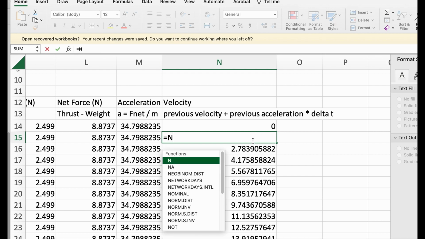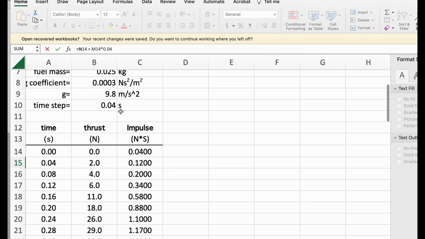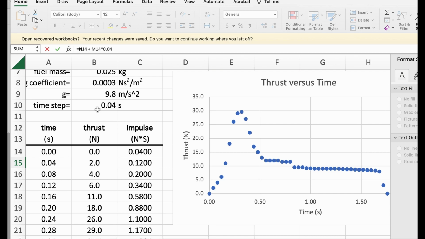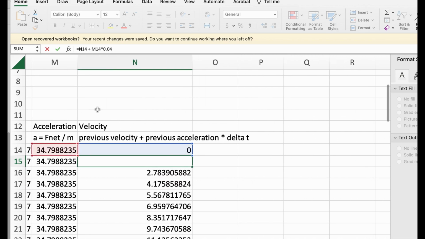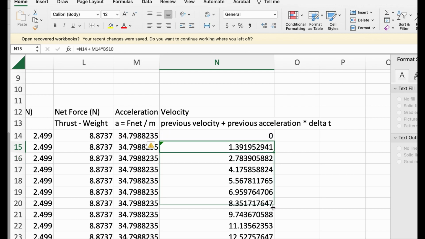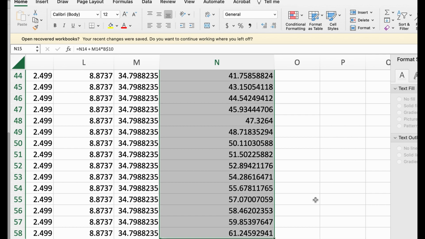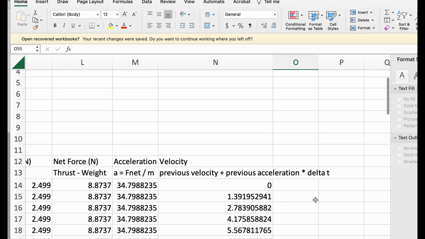So now I'm going to go equals N14 plus M14 times my time step. And instead of just typing in 0.04, I'll reference the B10. B10 has my time step saved. That way, if I make that one change later, I can change everything around. There we go. I can just copy and drag that down. And we want to see that these values are identical, because it's constant acceleration. All right, so far so good.